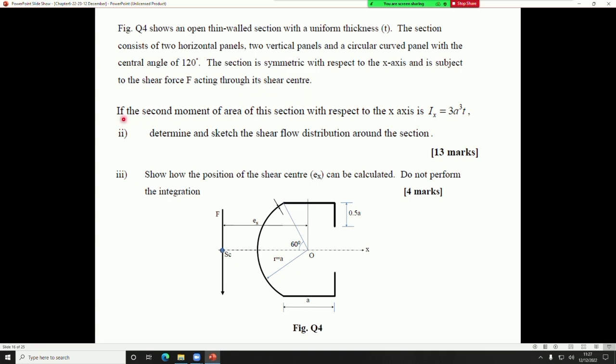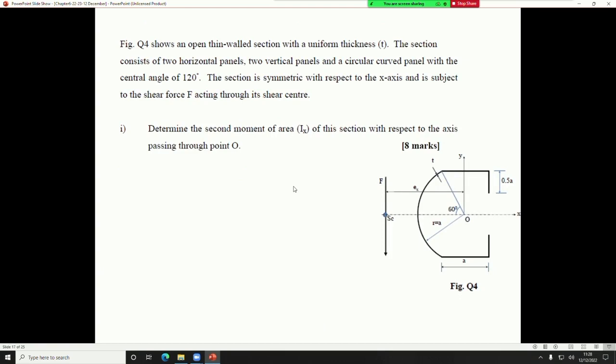Now, the first part is asking us to find, if the second moment of this area with respect to x-axis is this, determine and sketch the shear force distribution on the section. I think the first part is missing. Show how the position of the shear center can be calculated. I think this first part is missing. Yeah, that is better. I should have put the other one second. So the description is the same, but the only part missing was this part from the previous slide.